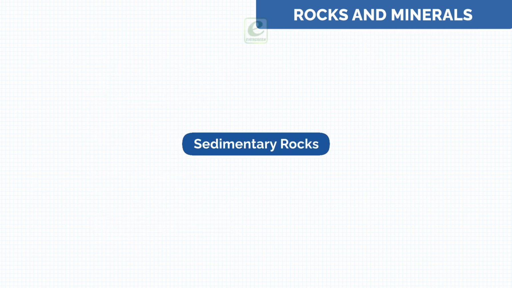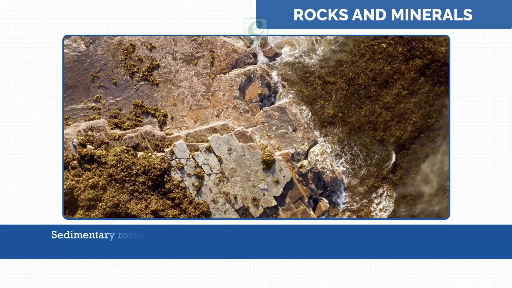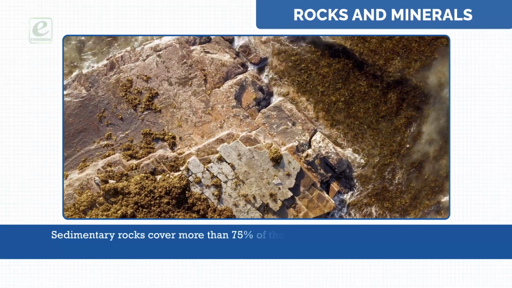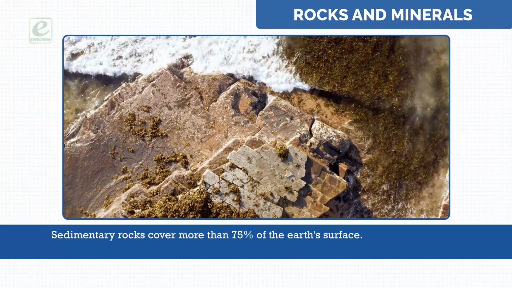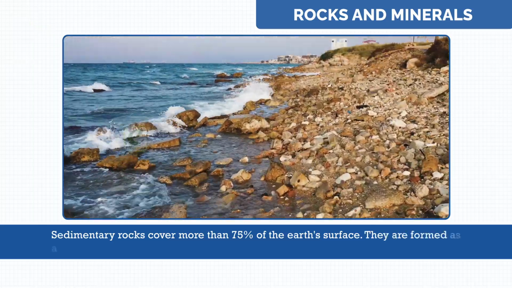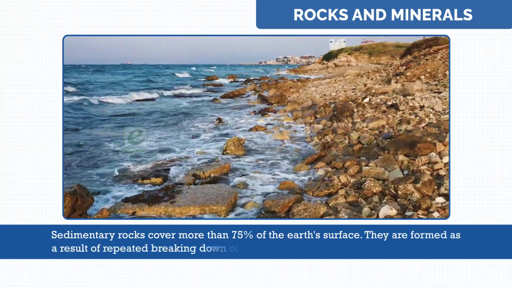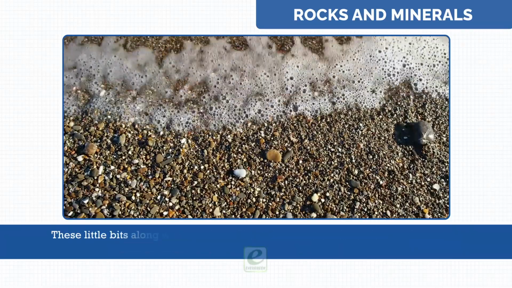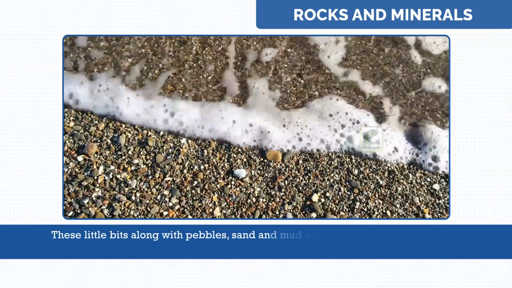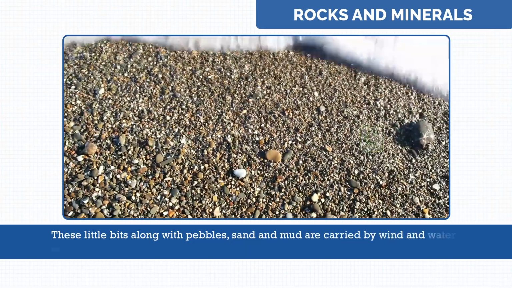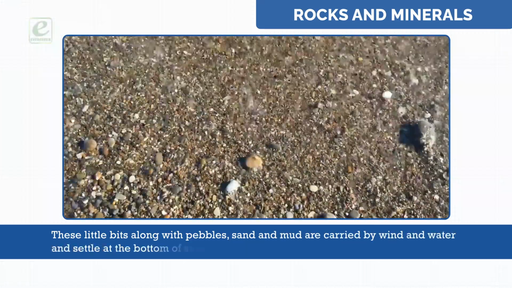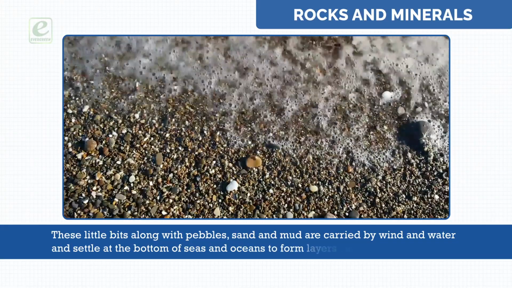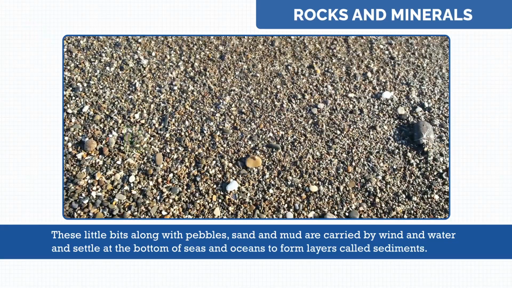Sedimentary rocks. Sedimentary rocks cover more than 75% of the Earth's surface. They are formed as a result of repeated breaking down of rocks into little bits called sediments. These little bits, along with pebbles, sand and mud, are carried by wind and water and settle at the bottom of seas and oceans to form layers called sediments.